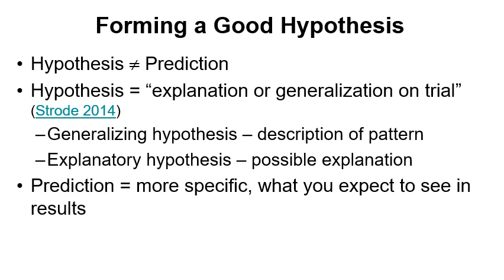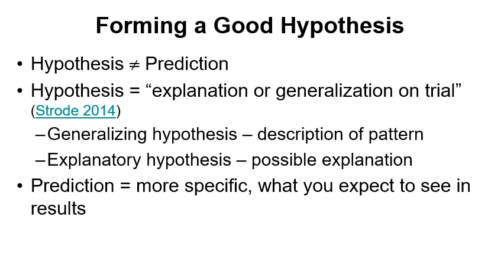And we are going to be focusing more on explanatory hypotheses in this class. So you should be giving us some possible explanation. The prediction is more specific on what you expect to see in the results. So the prediction is like, if my explanation is right, then my prediction is that I should see this when I get my results. Okay, so the hypothesis is the explanation that you're testing to see if it's really true or not, and the prediction is what you expect to see in the results.